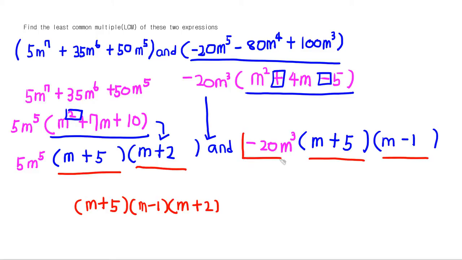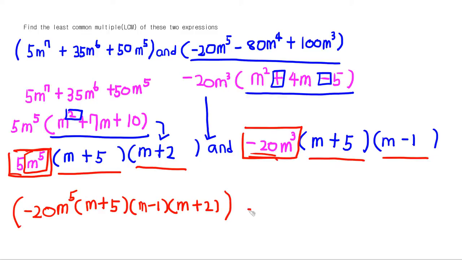And these are a little bit interesting: negative 20m to the 3rd power and 5m to the 5th power. What are we going to rewrite? Well, they both contain m to the 3rd power, but they don't both contain m to the 5th power, which is in the 5 times m to the 5th power. So we need to write m to the 5th power so that it's common to both. And for 5 and negative 20, since negative 20 is a multiple of 5, we can just write the bigger number, which is negative 20. And this was our answer for this expression right over here.